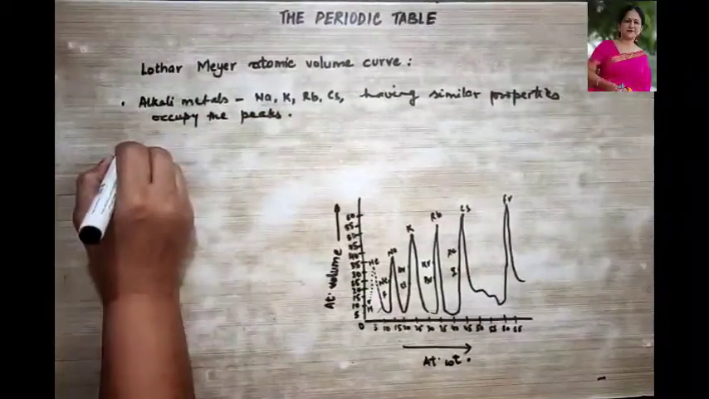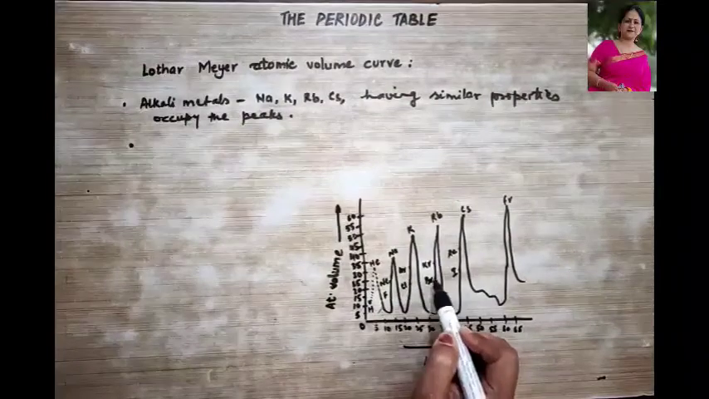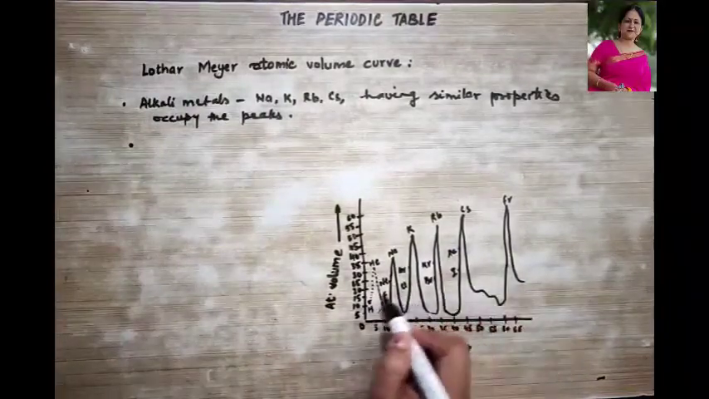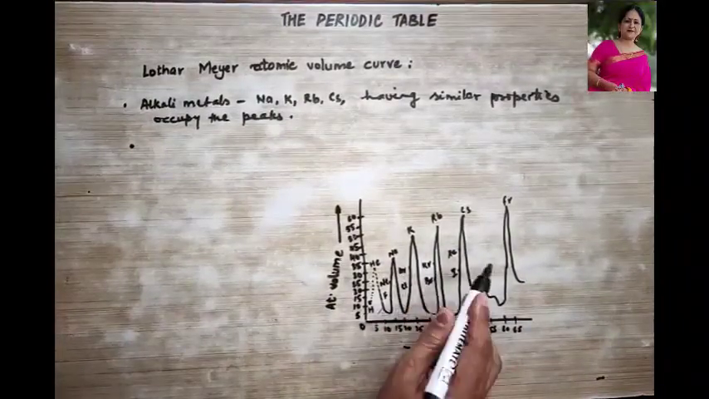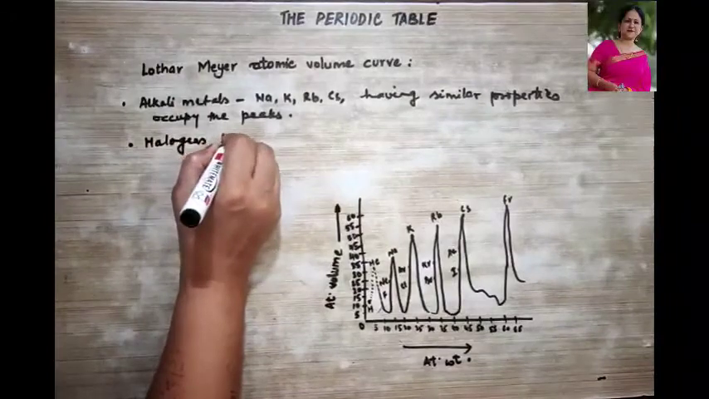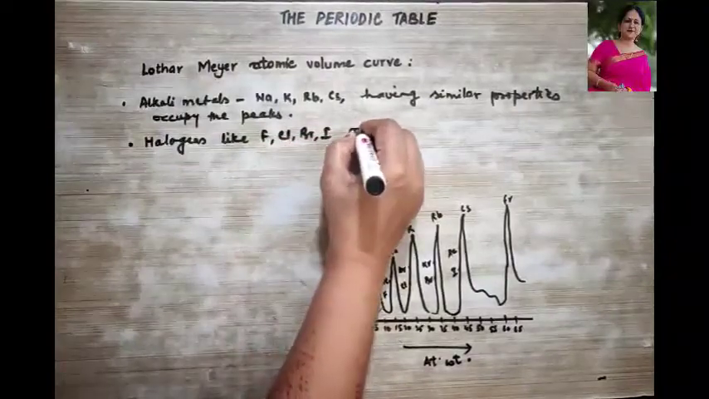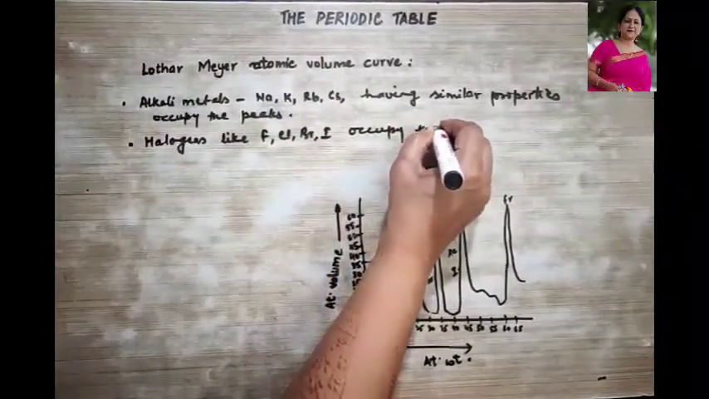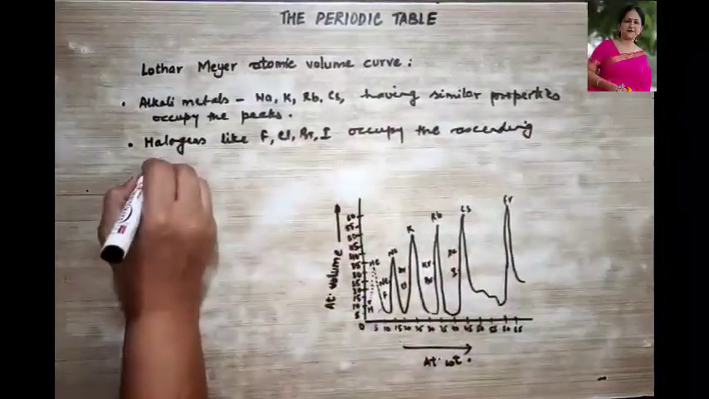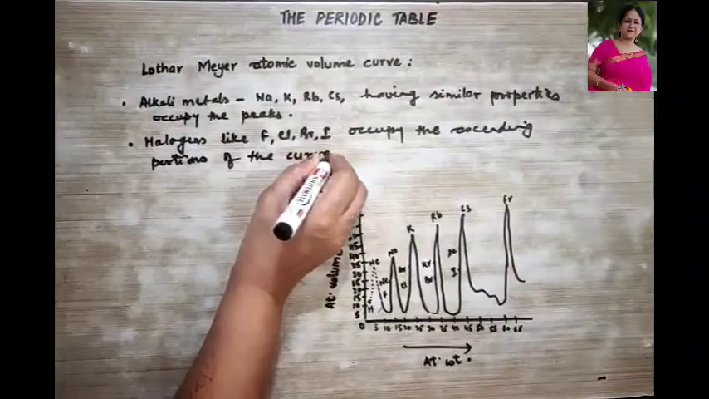Clear? Now look at the second point, halogens. Where do you find the halogens? Look over here: fluorine, chlorine, bromine, iodine. So they occupy the ascending portion of this curve. See, look at the ascending portion of the curve. So I write down over here: halogens like fluorine, chlorine, bromine, iodine occupy the ascending portions of the curve, right?